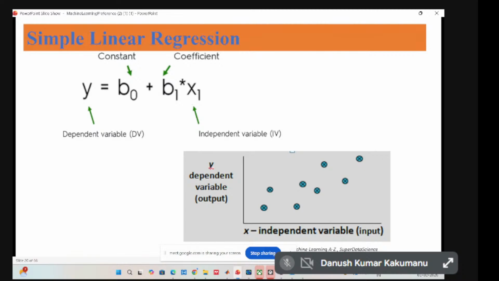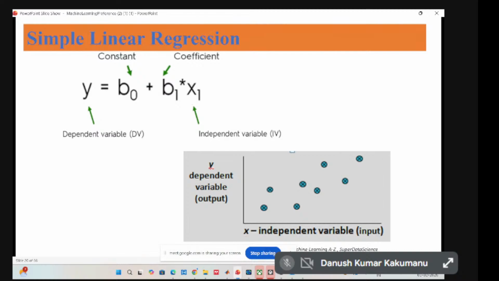Finish. Third one, ridge regression. Hyphen, L2 regularization linear regression. Reduces overfitting.